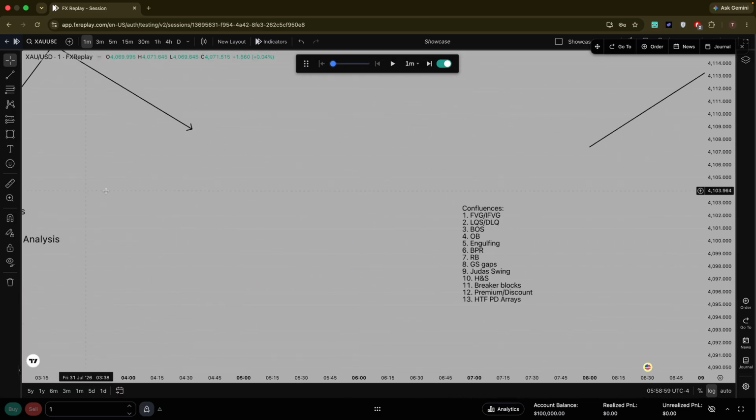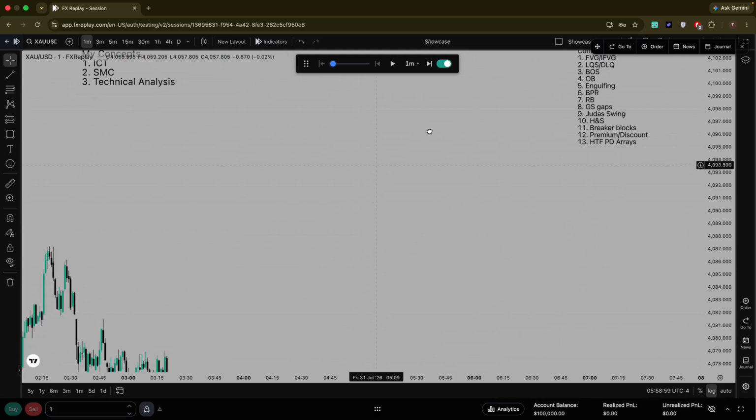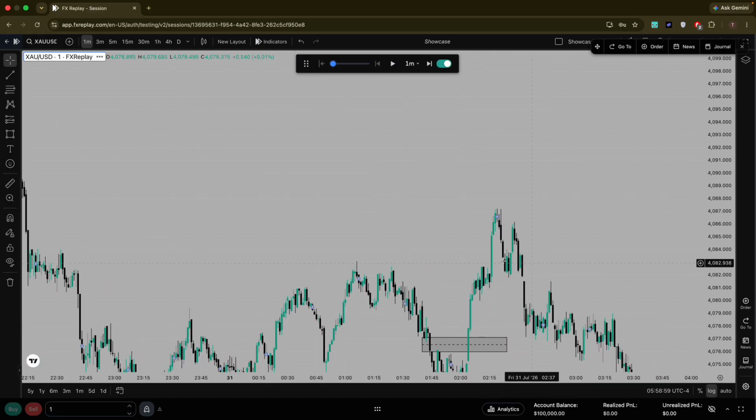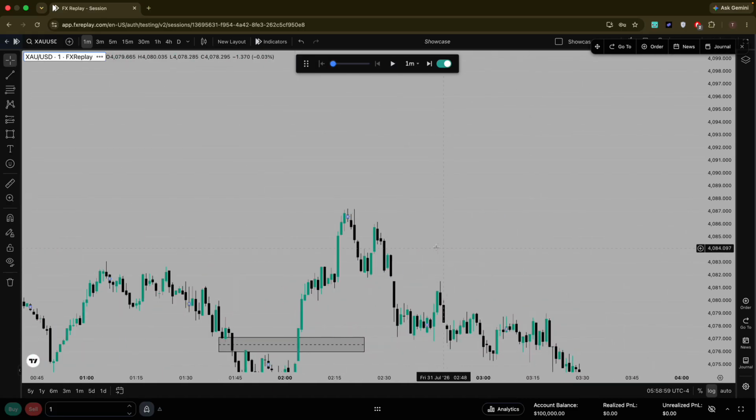Now moving on. Now we have the BPR, aka the balanced price range. Again, it's a very simple concept. It's basically just a fair value gap inside of a fair value gap. So we'll go over here. This is, honest to God, pretty decent BPR. So basically, as you can see, we have a bullish fair value gap here.